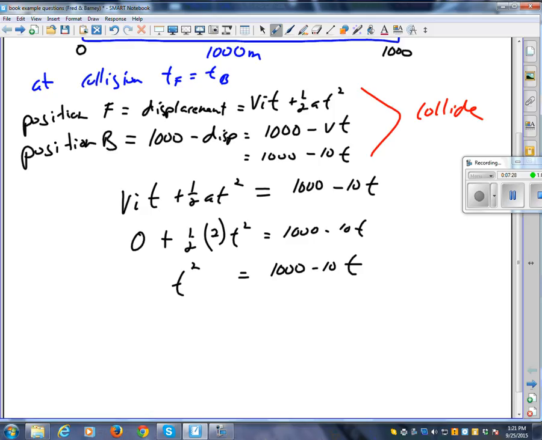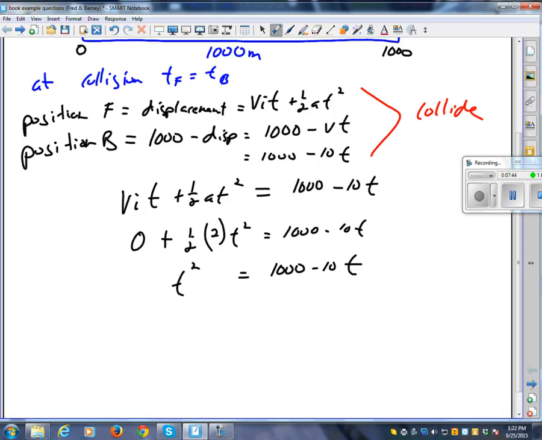Can I solve that? I only have t's in there. I have t and a t squared, though. How do I solve it, Jared? Remember from yesterday? No? Quadratic formula. Right you are, Ryan.